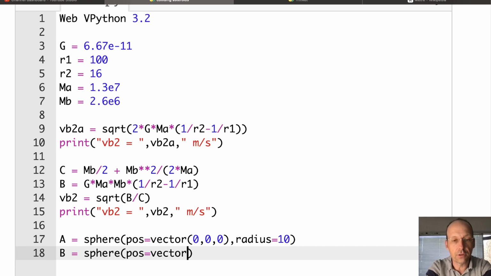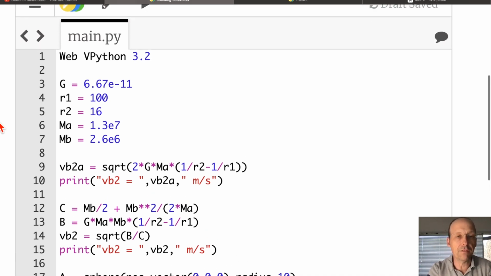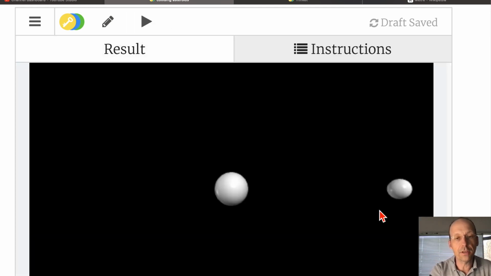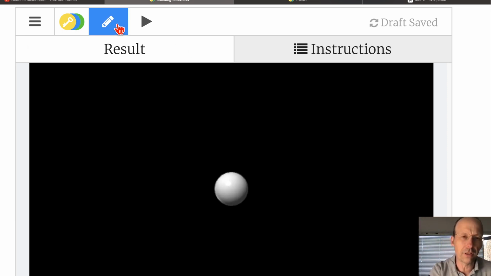Position equals vector. It's going to be 100. Let's call it R1. R1, 0, 0. So R1 is 100. How far apart they are. And it has a radius of 6. Let's just run it. Once I make an object, I like to run it just to see if they're in the right place and everything's working, because you never know when things are going to break. So there's my 2 asteroids. And this is in 3D. You can rotate it around. You could change the lighting and the color and all that stuff, but I don't really care.